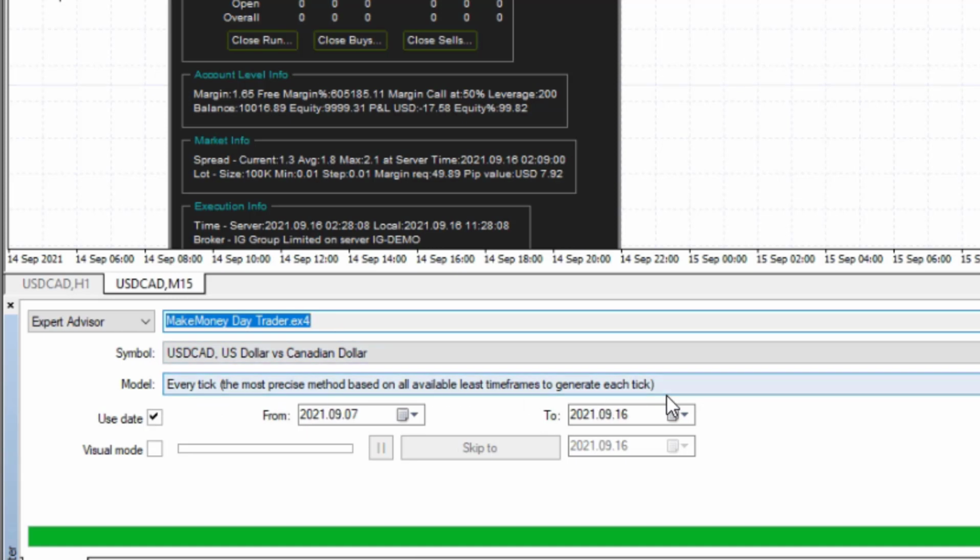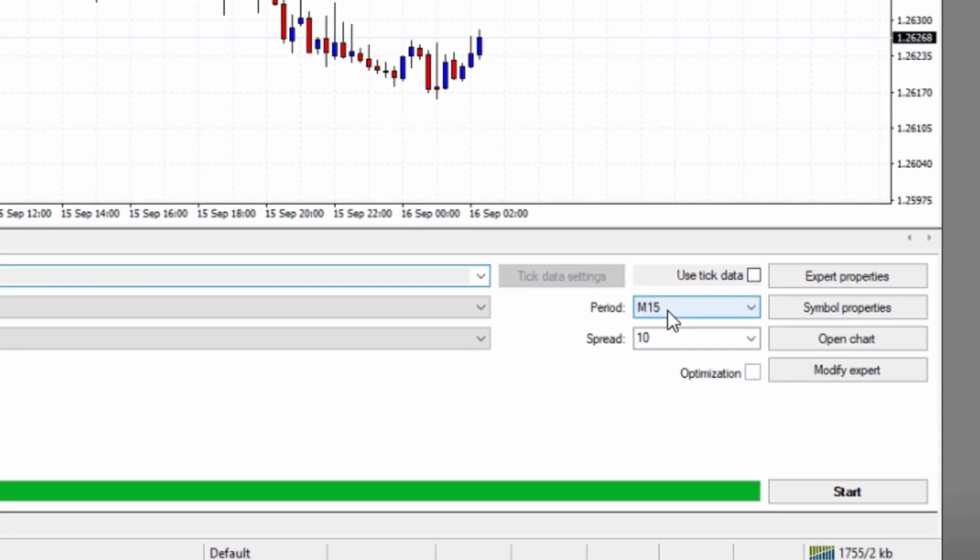I'm using every tick because that's the most accurate way of testing. We're using the 15-minute because that is the one we've decided to trade, and we're using a spread of 1, which is reasonable for the CAD. And then let's have a look at the settings.